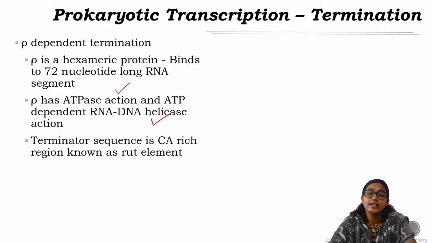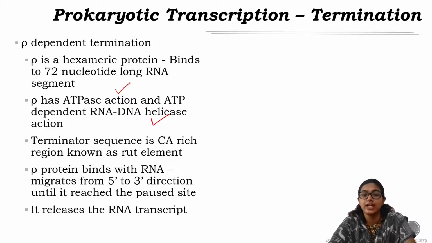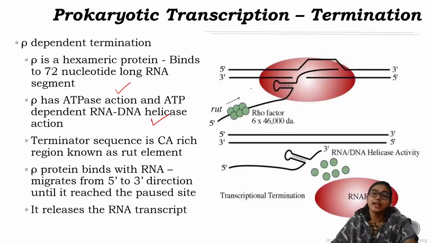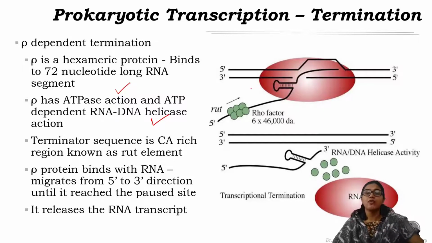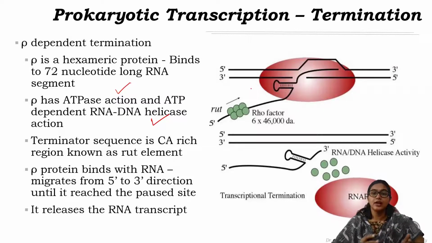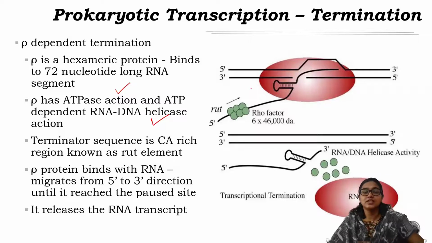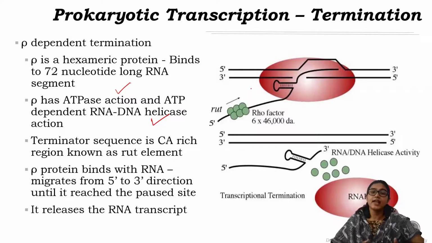Now there is one C rich region which is known as the rut element. That rut element actually signals the activation of the rho protein. What basically happens is, this rho protein binds with the nascent RNA segment and it follows the RNA polymerase until the RNA polymerase reaches the rut element, where the RNA polymerase is halted.